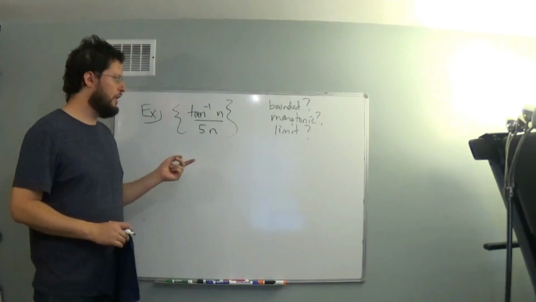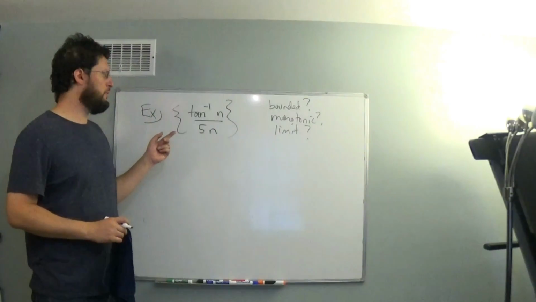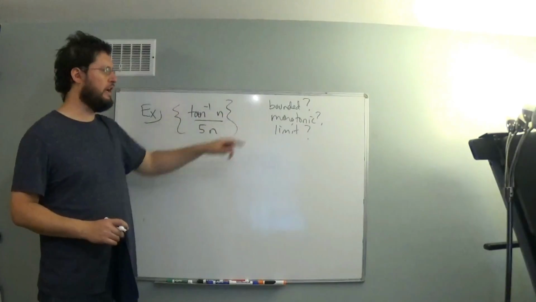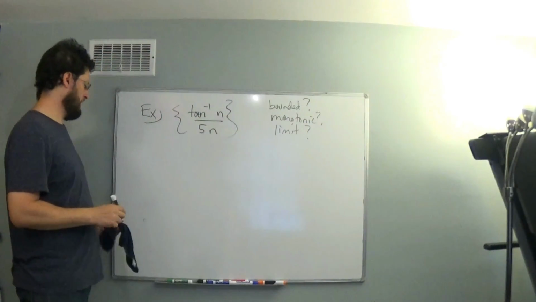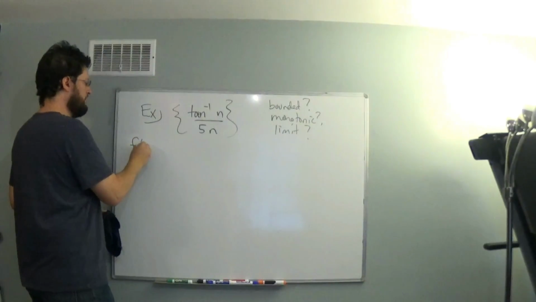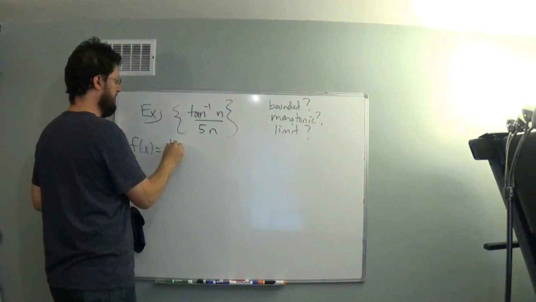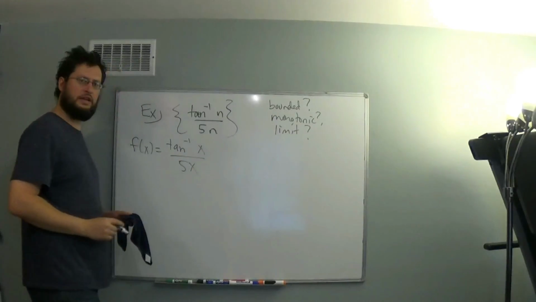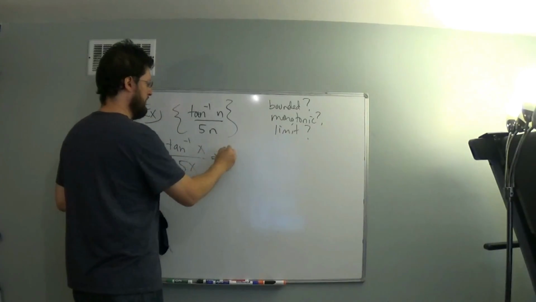Okay, so let's ask similar questions to what we've been asking. We have a sequence. We want to know if it's bounded, monotonic, and what's the limit. And so, as before, let's start with the monotonic question. F of x would be tan inverse of x over 5x, and let's take its derivative.